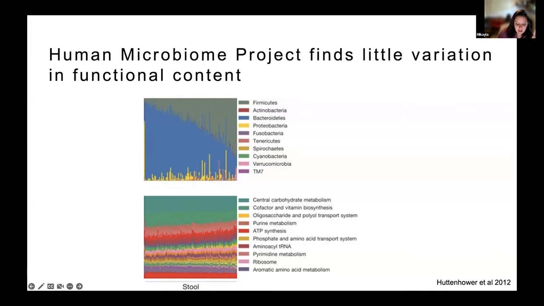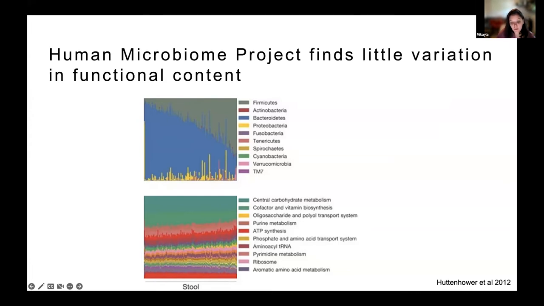You can see that the functionality processes shown here are very broad. There's central carbohydrate metabolism, vitamin biosynthesis, purine metabolism. These are functional categories that we've seen in many, many papers. What this paper highlighted was that while the taxonomy was very different, the functionality was consistent. We can see that from these two comparisons.